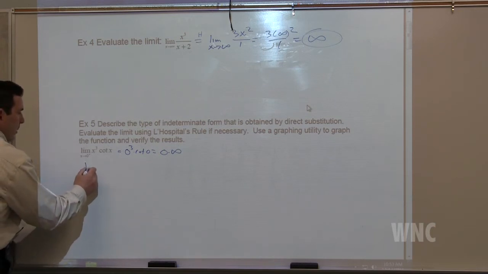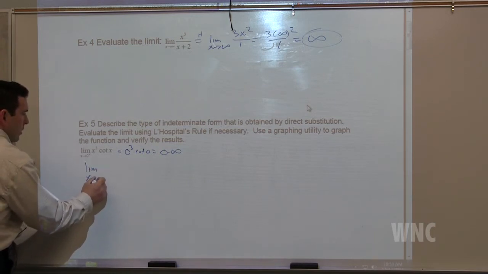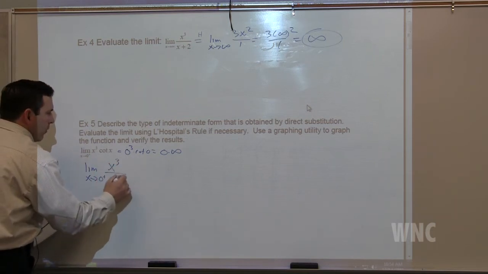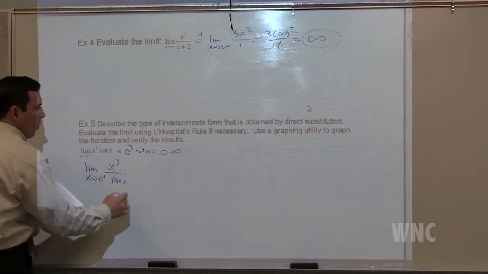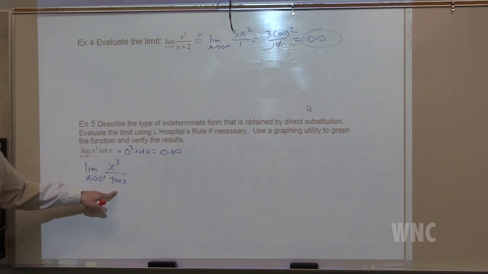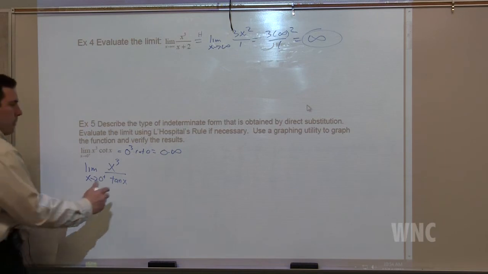So think of this as the limit as x approaches 0 from the right side of x cubed over tangent x. Why over tangent? Because cotangent is 1 over tangent. Now if I plugged in the 0, I have 0 over 0. L'Hopital's rule applies.